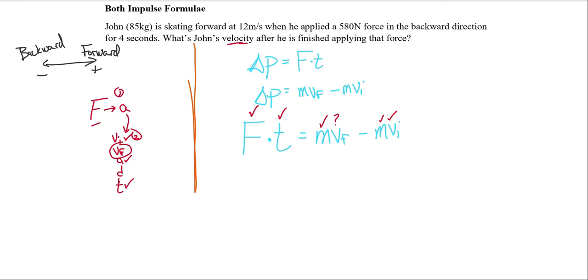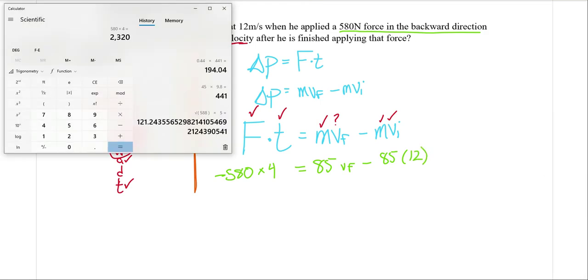So let's go ahead and solve this one. We have our force 580 in the backward direction. Watch those directions. So that's going to be negative 580 multiplied by the time of 4 seconds is equal to our mass of 85 kilos multiplied by the final velocity minus our mass of 85 kilos multiplied by our initial velocity of 12. Let's just calculate some of these values.